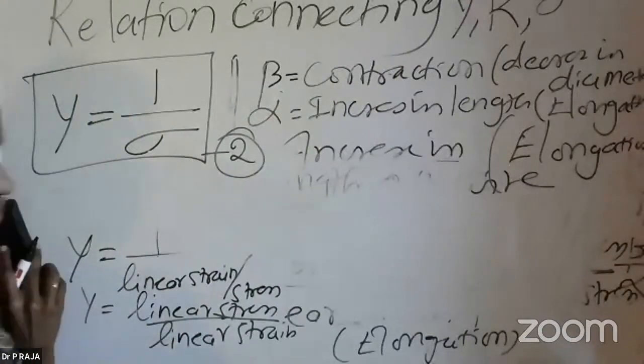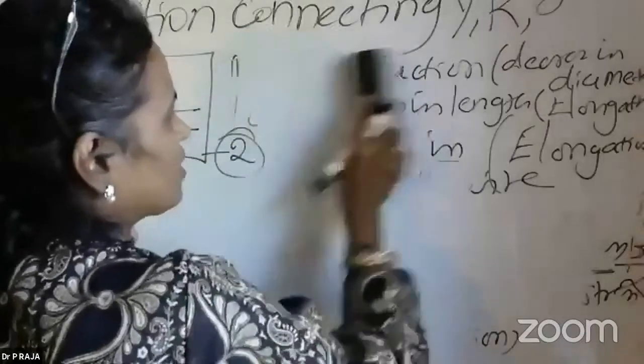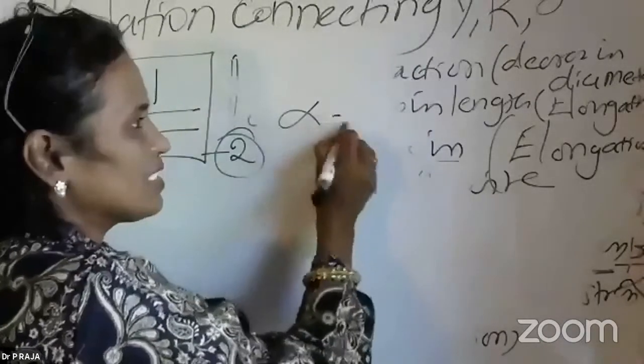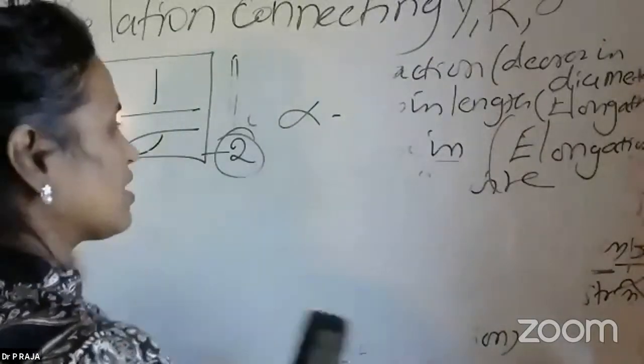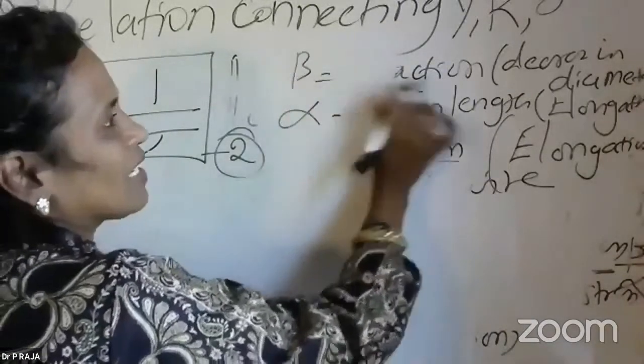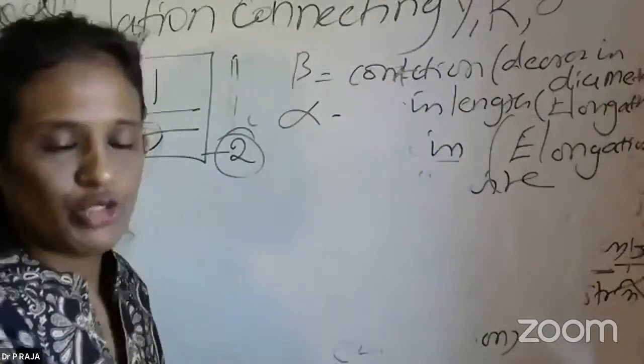Okay, so then I hope it's clear to you. Okay, next one. Always remember, alpha is the increase in the length, which is related to the elongation, and beta is related to the contraction. We are going to use this concept in a cube.